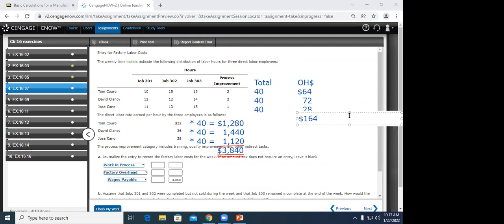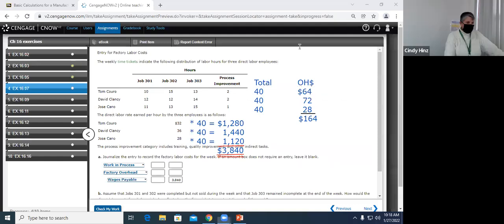How did you get the overhead totals? I didn't quite see where the hour totals came from. So I was looking at these hours right here in the process improvement column. Those are the hours that were assigned to not a specific job, but these other tasks, training, quality improvement, as I suggested, cleaning or maintenance of their machines and so on. So Tom worked 2 hours on process improvement and he gets paid $32 an hour. So his total pay was $1,280, but $64 of that was not assigned to a specific job, but instead was that indirect labor. Does that make sense?